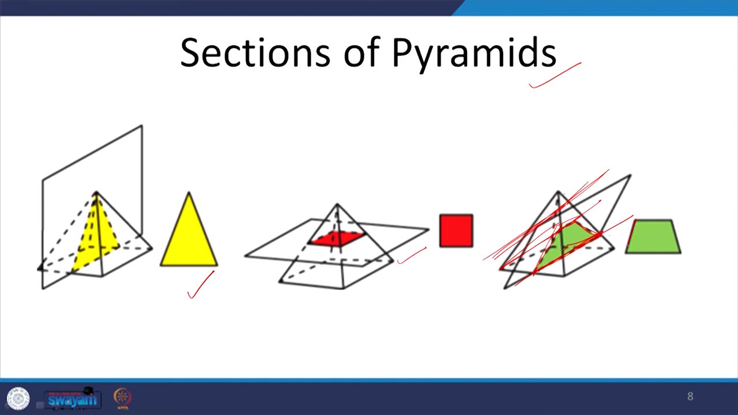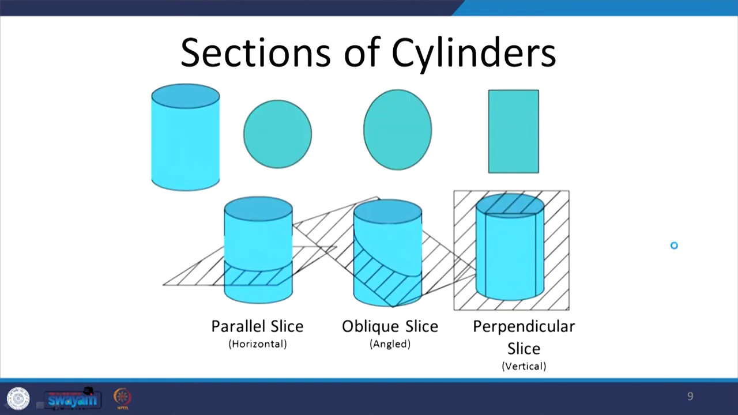How do you determine what this angle is? Where will you see it from? How will you draw the true shape of the section is something that we have to learn, and that is what we will learn in subsequent lectures, how to draw the orthographic projections. Now, the next solid is cylinders, and section of cylinders is fairly easy, very easy rather.